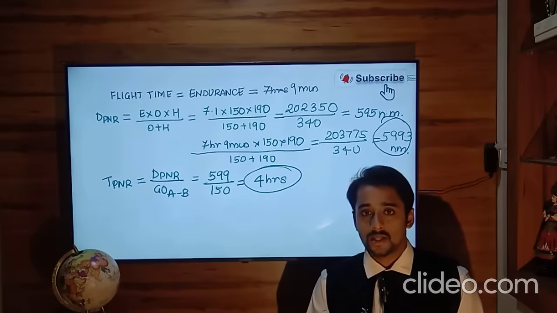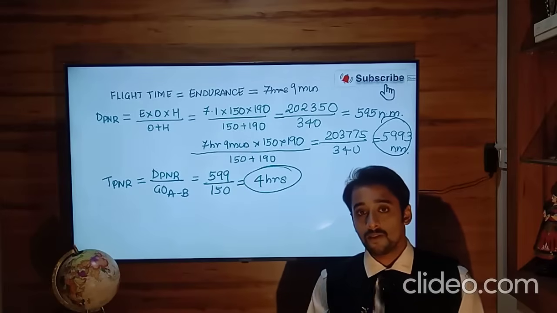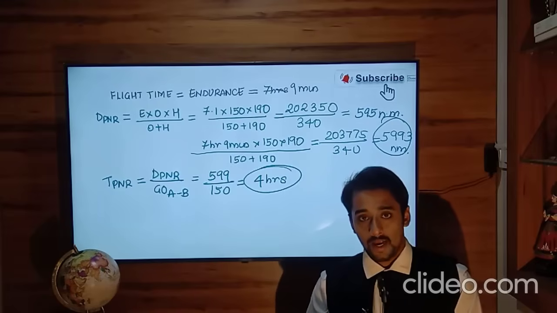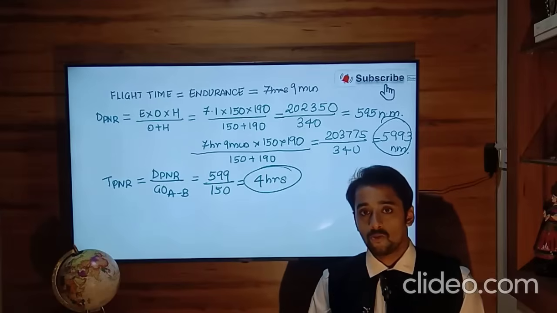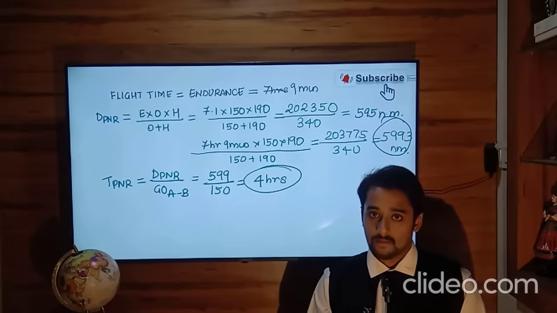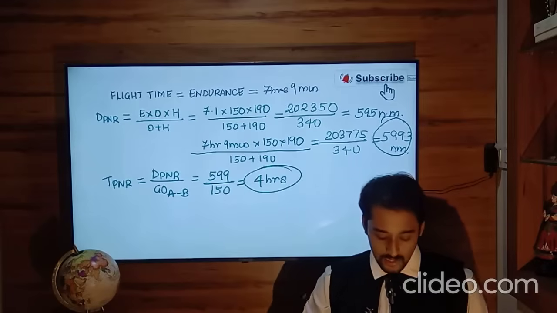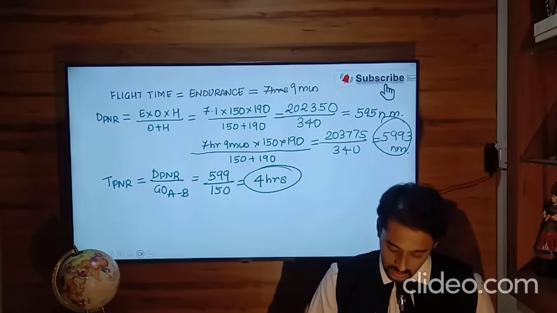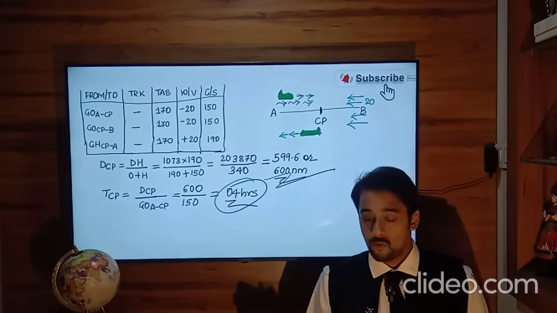You won't carry extra reserve, alternate, or any of that fuel. So if the fuel on board is only available for conducting the flight and there is no extra fuel, in that case the fuel on board will be equal to your flight time. Okay, and in that case your critical point distance, which was how much? 600 nautical miles. Time for the critical point was also 4 hours.